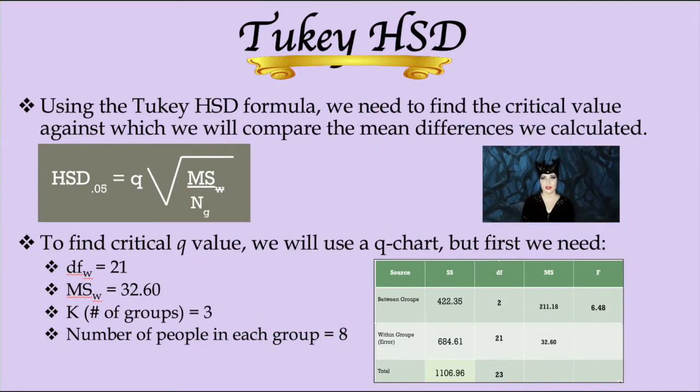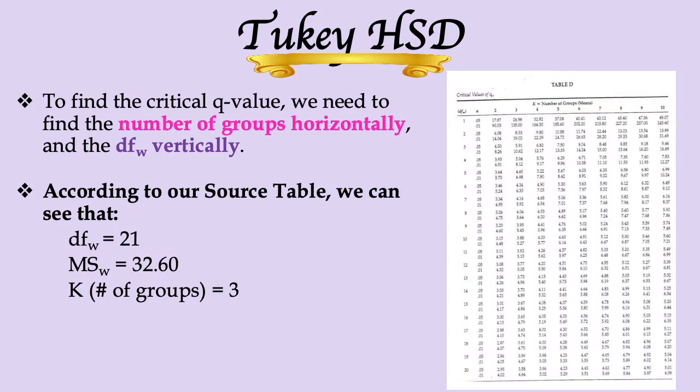But yes, now we're going to have to find a Q critical value and multiply that by the square root of the mean squared within divided by the number of people in each group, which is 8. So to find the critical Q value, we're going to use a Q chart.